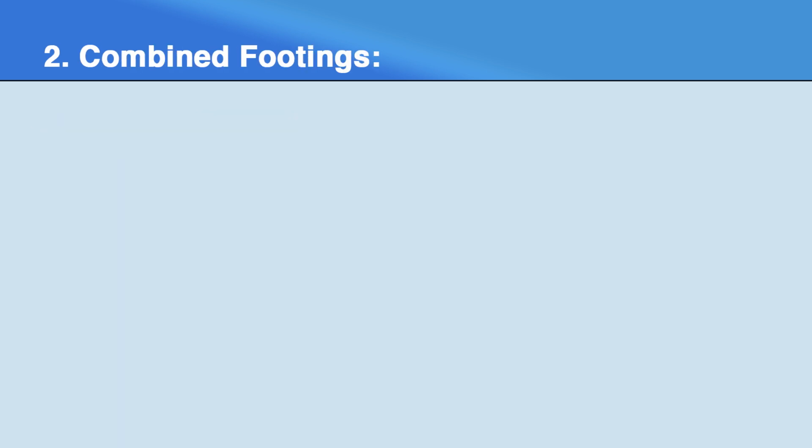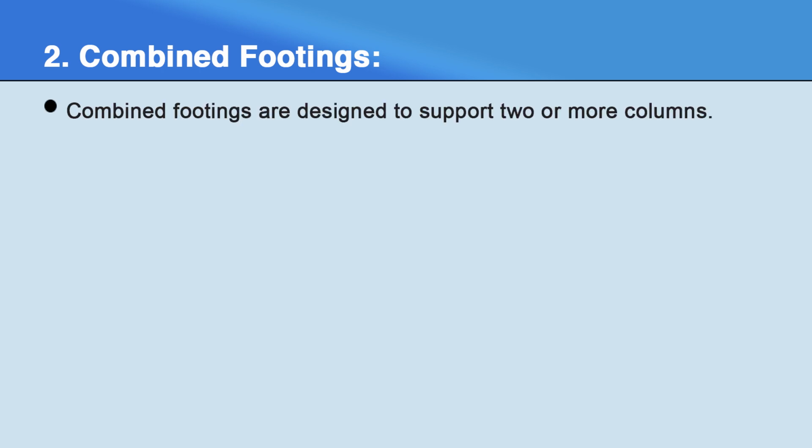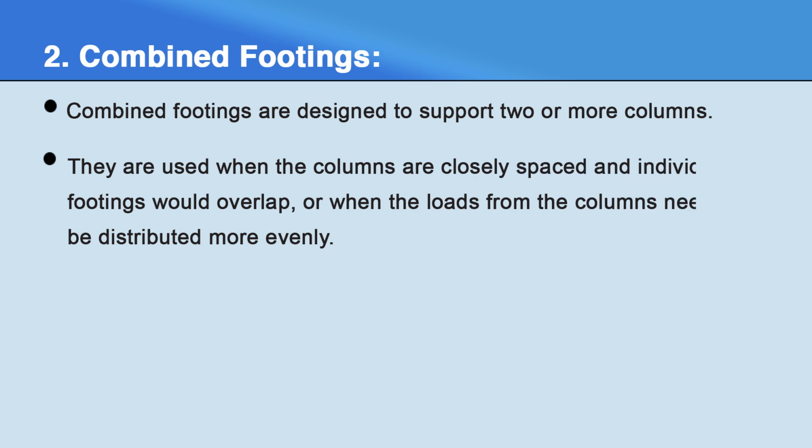Then the next type of footing is combined footings. Combined footings are designed to support two or more columns. They are used when the columns are closely spaced and individual footings would overlap, or when the loads from the columns need to be distributed more evenly.